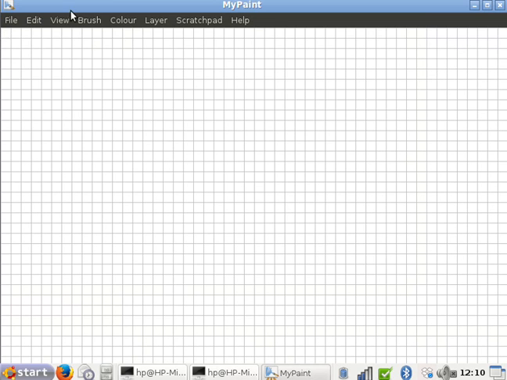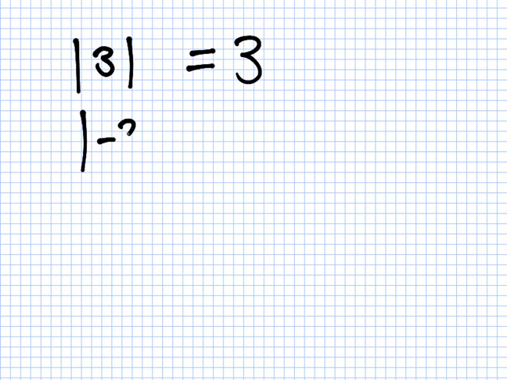You remember? So, for example, if you had something like this, modulus of 3, that's equal to 3. And modulus of -3, that's equal to 3 also. So, things which are positive, it does nothing to it. Things which are negative, it changes the sign. So in fact, you can write that down as the definition here.